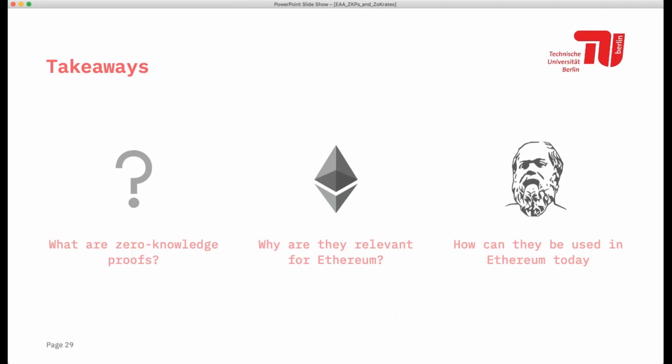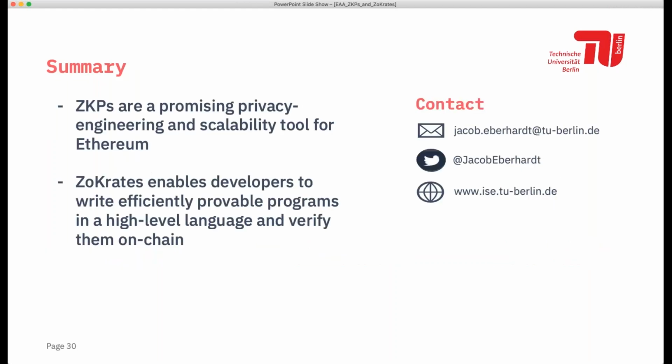And I showed that ZoKrates can be used by regular developers today and also has been used in practice to leverage that technology. With that, I'll end, and I'm happy to answer questions in case there are any.